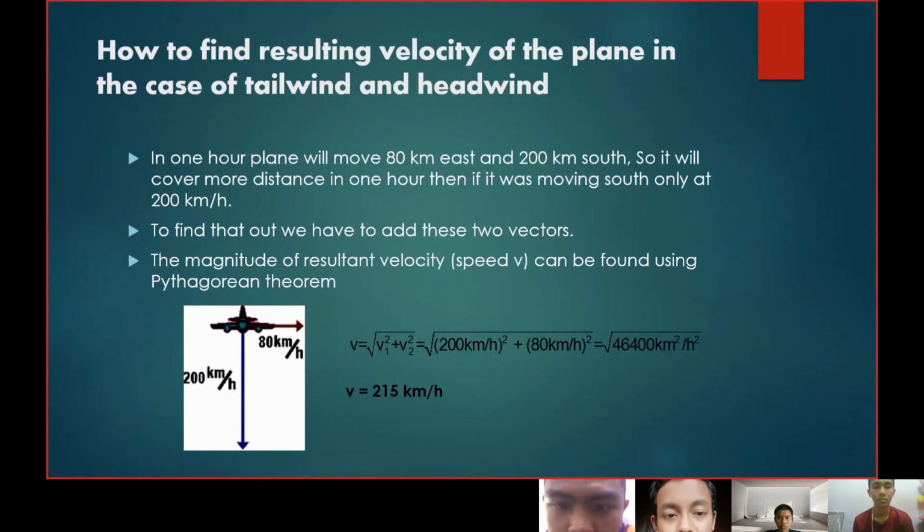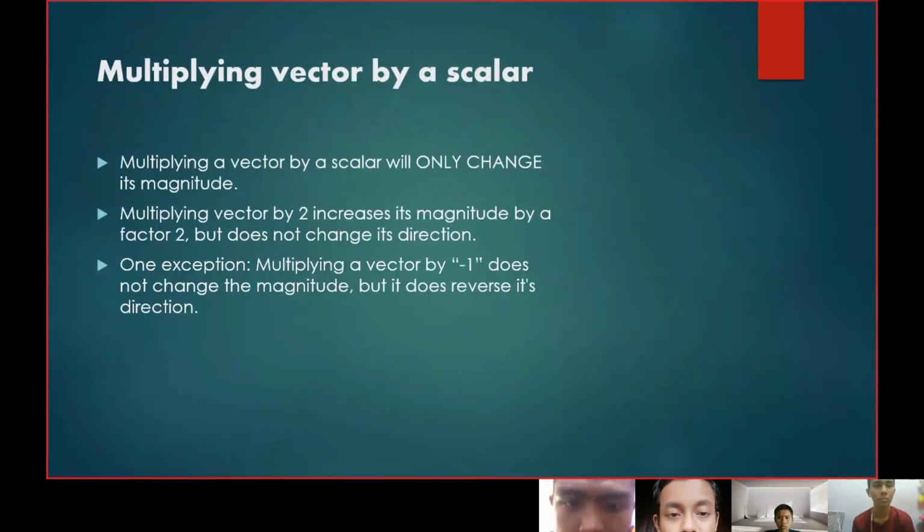Next, multiplying a vector by a scalar. Multiplying a vector by a scalar will only change its magnitude. Multiplying a vector by 2 increases its magnitude by a factor of 2, but does not change its direction. One exception: multiplying a vector by -1 does not change the magnitude, but it does reverse its direction.